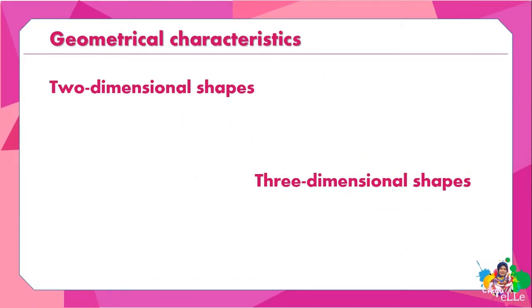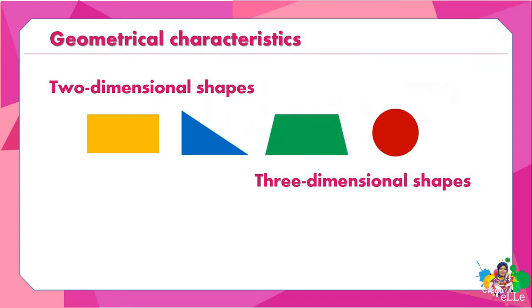Do you know that geometrical shapes have two-dimensional and three-dimensional shapes? Before this, you know what is a two-dimensional shape. These are the examples. You have rectangle, you know the triangle, then you know what is trapezium, and you know the circle. Okay, two-dimensional shapes.